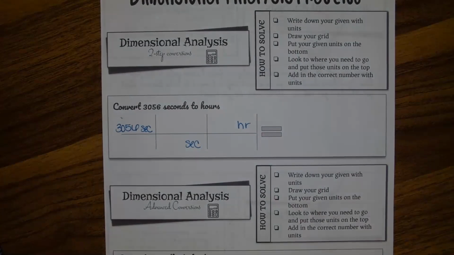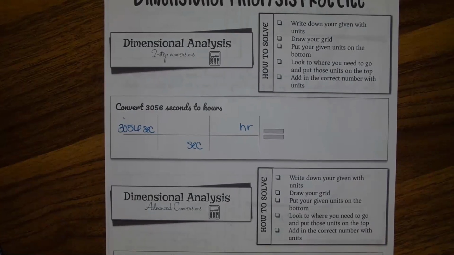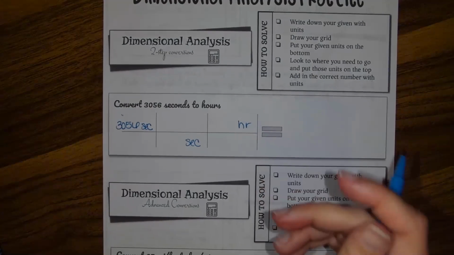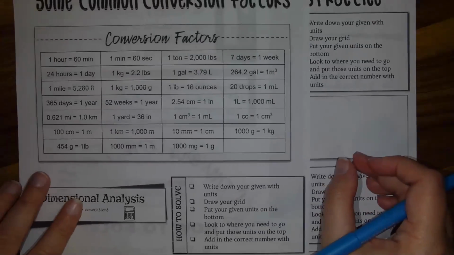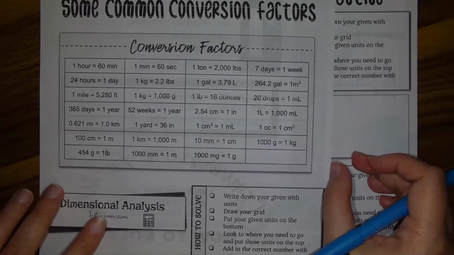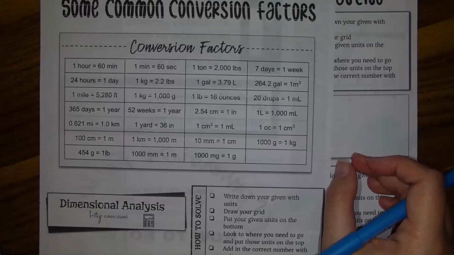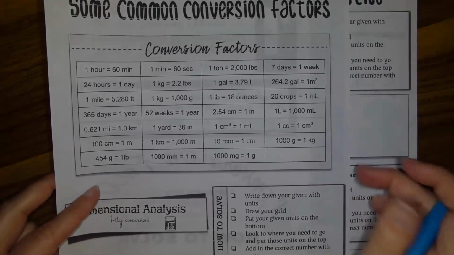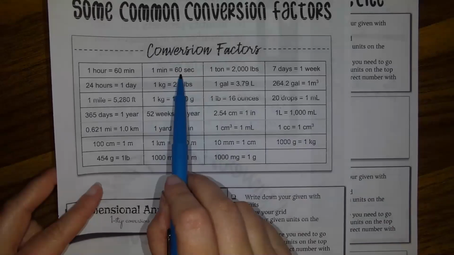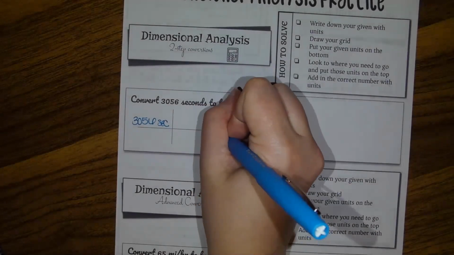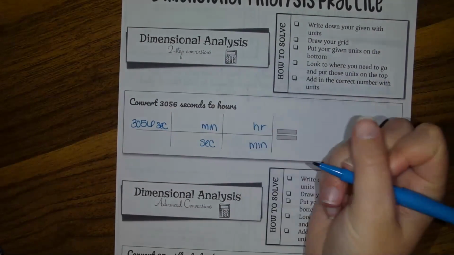Now you can find something that would probably give you exactly how many seconds go into an hour. However, based off of my conversion factors that I have in your notes, I don't have that. So I need to find something that's what I call the in-between number, or the in-between unit, which is given to me here. I go from 60 seconds to a minute, and then I can go from minutes to hours. So I'm going to put in minutes and minutes.